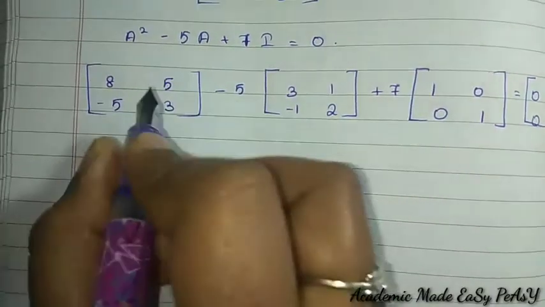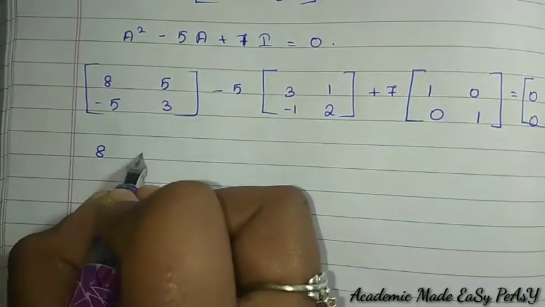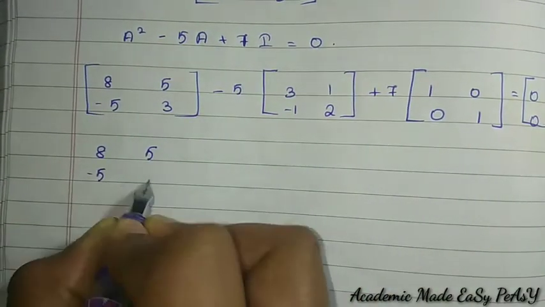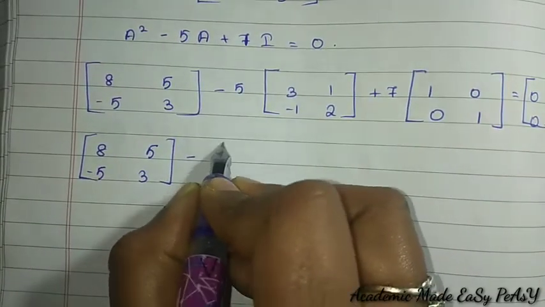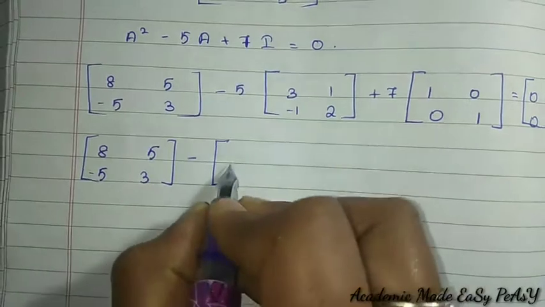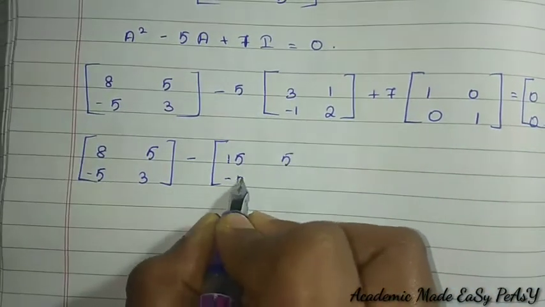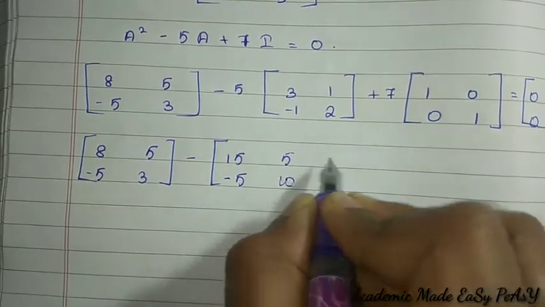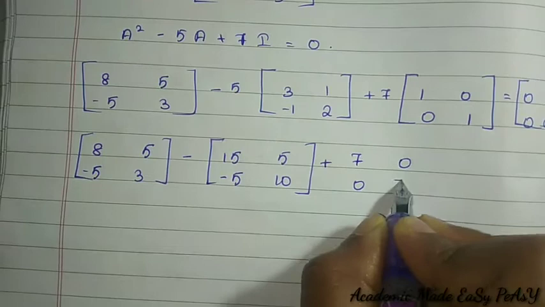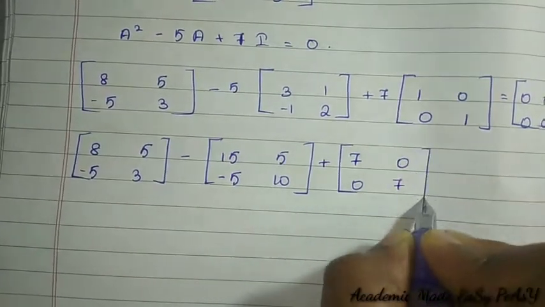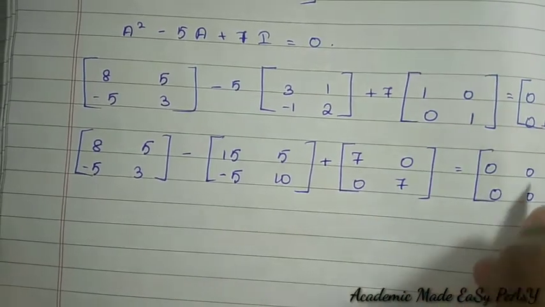Fine. So now I will be multiplying these numbers inside the matrix. So 8, 5, minus 5, 3. So 5 3s are 15. 5 1s are 5, minus 5, 10, plus 7, 0, 0, 7 is equal to 0, 0, 0, 0.